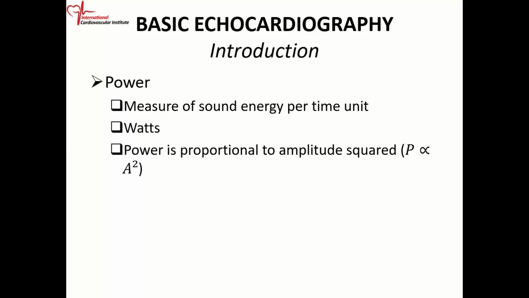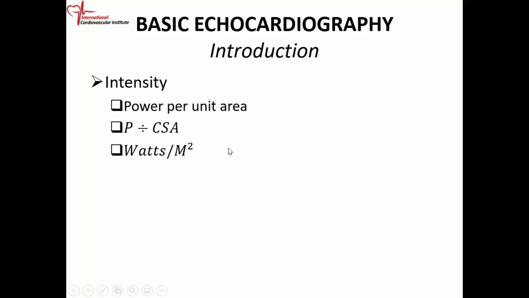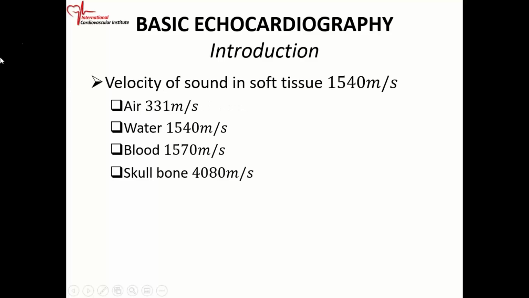Okay. So again, if you want to increase the power of your ultrasound, you just increase the amplitude. And then there's something we call intensity. The intensity is the power per unit area, the cross-sectional area we're talking about. So if you want to increase the intensity, you can decrease the cross-sectional area or increase the power. The unit of power is watts, and cross-sectional area is in meters squared.